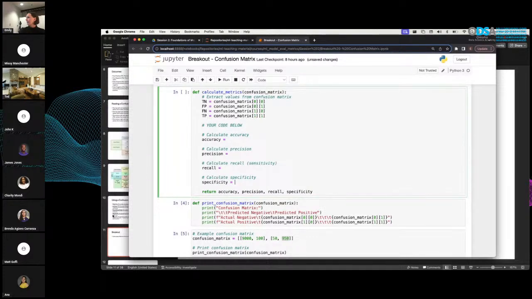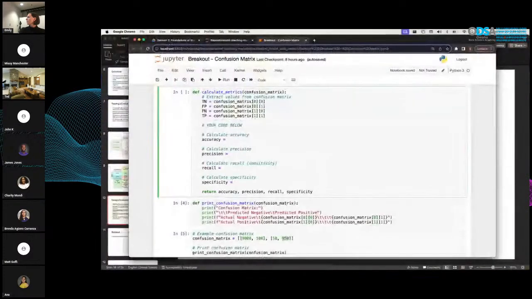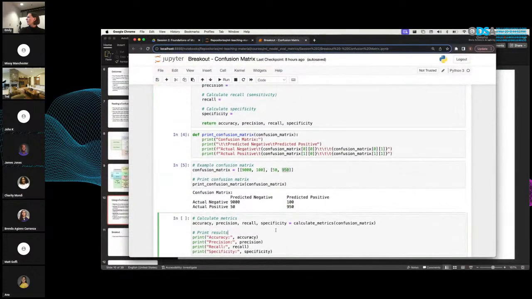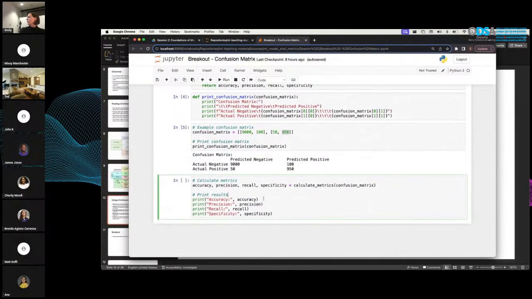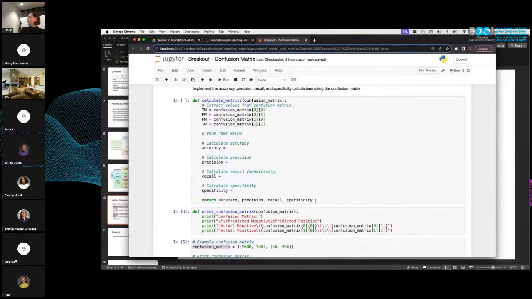Again, I have that on this slide. This is specificity: true negative over true negative plus false positives. So calculate those, and then run this, and it should print out your accuracy, your precision, recall, and specificity. It's going to call calculate metrics. It's going to pass this confusion matrix, which we defined up here. And it returns all four parameters in this tuple of four values, which we are returning right here.